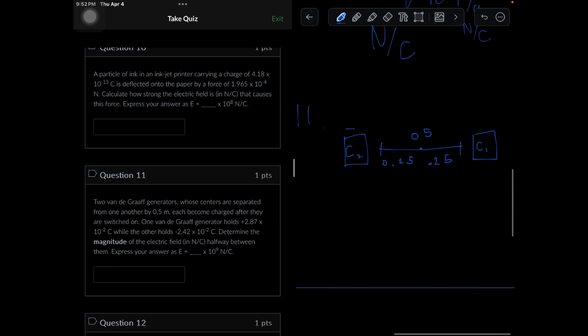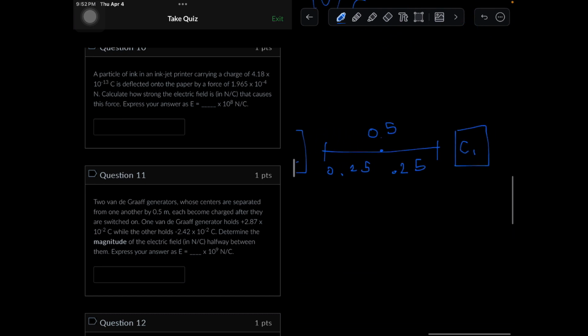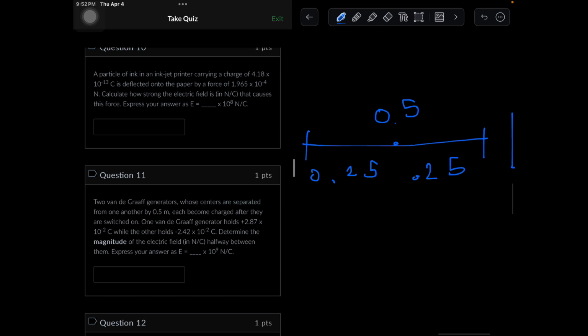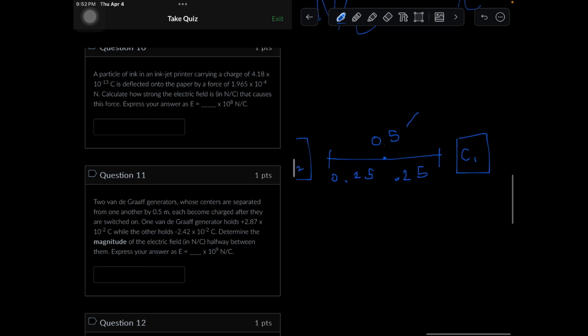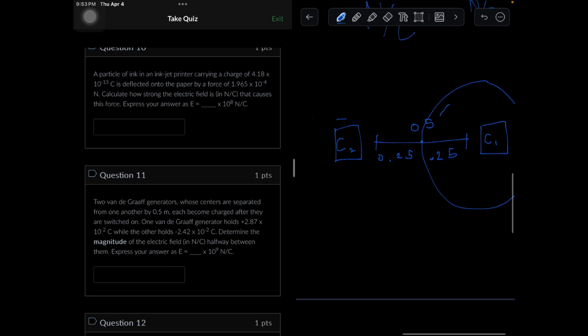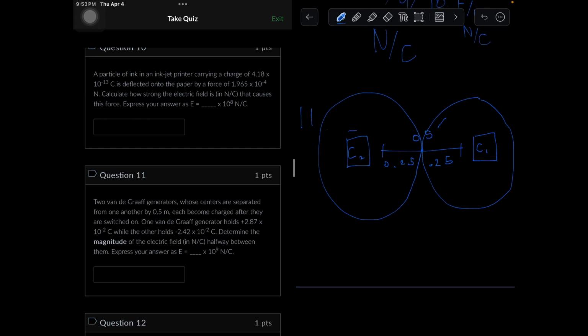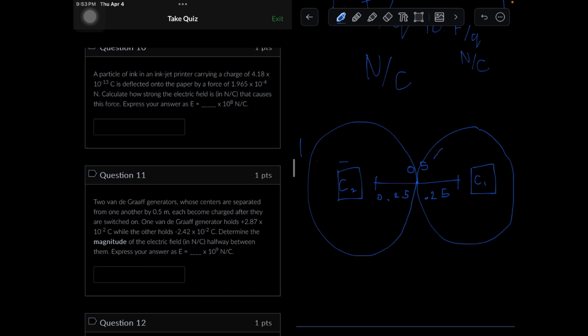Now, in order to find the electric field force contributing to an object halfway between these two generators, you need to visualize the electric fields. Suppose that this circle is the electric field of the first generator, and this circle is the electric field of the second generator. These are two independent electric fields, and they will each contribute to a vector force.